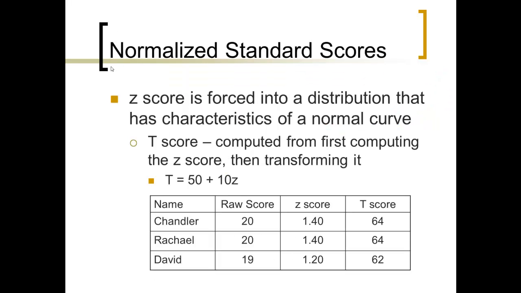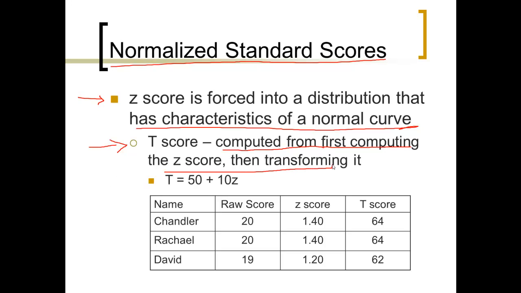Now, normalized standard scores. Your z-score is forced into a distribution that has characteristics of a normal curve. Remember, I showed you the curve just a minute ago, and how all your scores kind of fit from there. But then we've got what is called the t-score. It's computed from first computing the z-score, then we transform it. Now, why would we want to change it to something else?